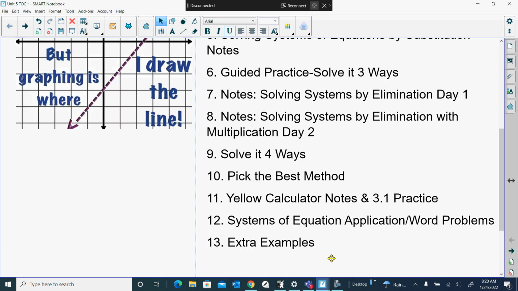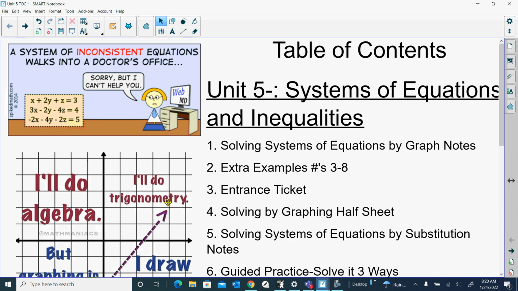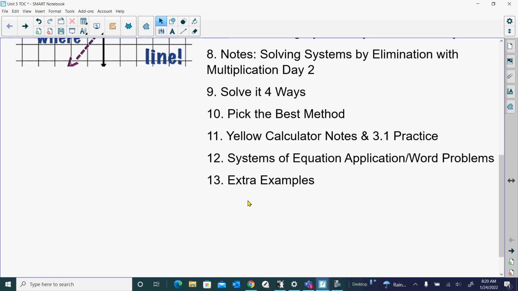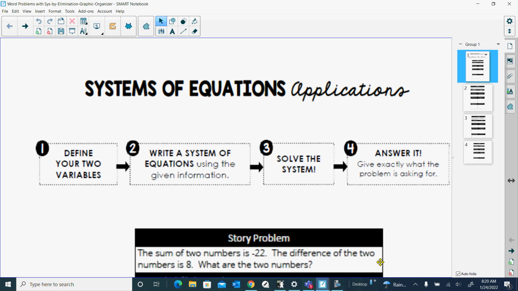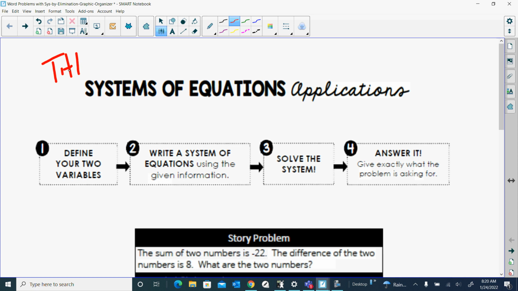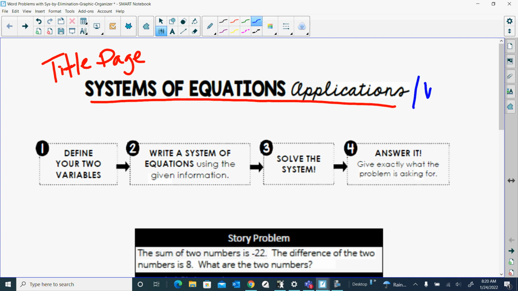I need you to go to your table of contents. This is still Unit 5, Systems of Equations and Inequalities. We're going to add 2 more sheets, which is the yellow that should already be in there from Friday. Now we're going to do Systems of Equations, Applications / Word Problems, and then extra examples. So in your next available page in your spiral, because this is not on the worksheet, I do need you to title the page System of Equations, Applications / Word Problems.